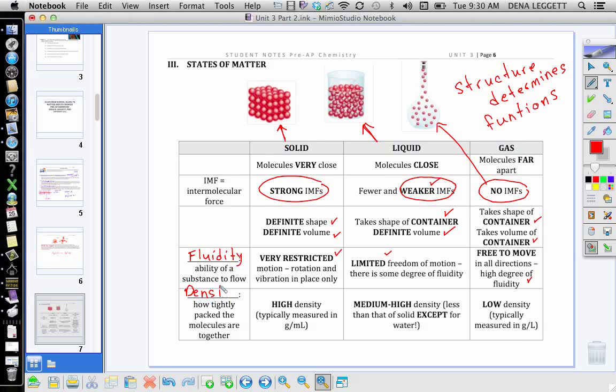Density is how tightly packed the molecules are. We studied that earlier. Solids typically have a high density. There is an exception, and that exception is water. In water, the density of the solid is actually less than the density of the liquid due to the crystal structure. But in general, the density of the solid is greater than the density of the liquid, which is greater than the density of the gas.